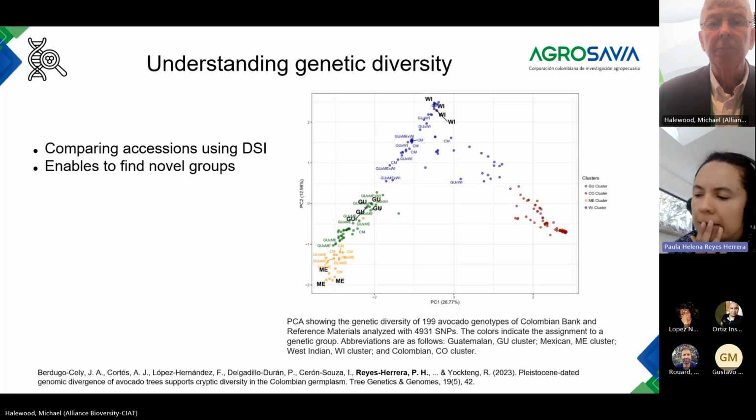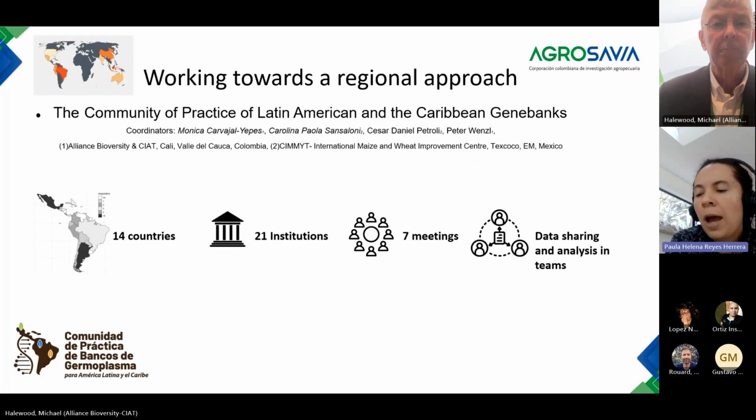So, next. I have been involved in the community of practice of Latin America and the Caribbean gene banks. This is coordinated by Monica Carvajal and Carolina Sansaloni from CIAT and CIMMYT respectively. This community makes a lot of sense. Here in the upper part of the slide, I present the mega diverse countries, and there are 5 mega diverse countries in Latin America and the Caribbean. So it is very nice to have a community like this.